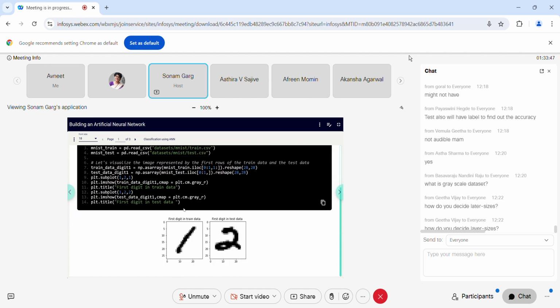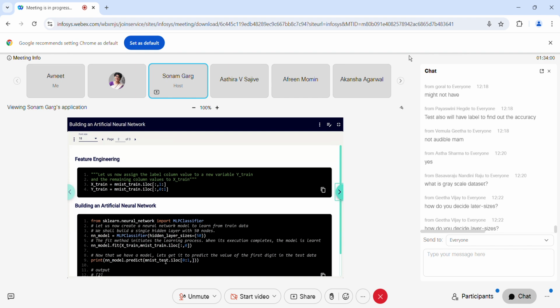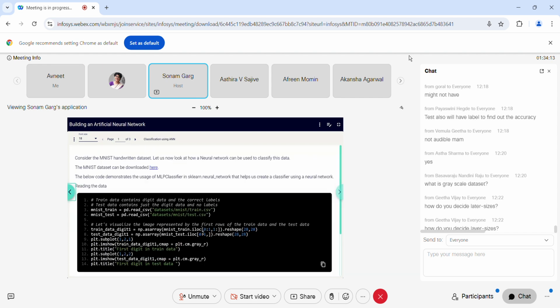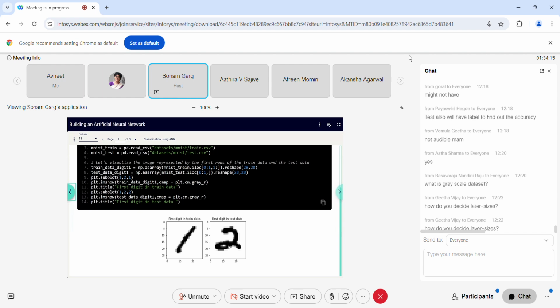We have taken a labeled data set, and we have trained an MLP classifier on that data set so that it learns classification rules. Then on the test data, we tried to predict the label of the first row only. And how do we know it is correct? For that, we have plotted it here and seen whether it is matching or not.